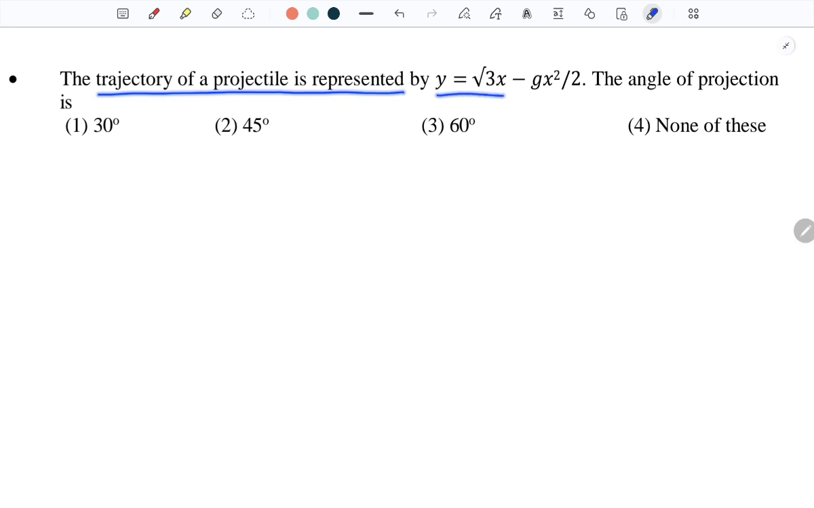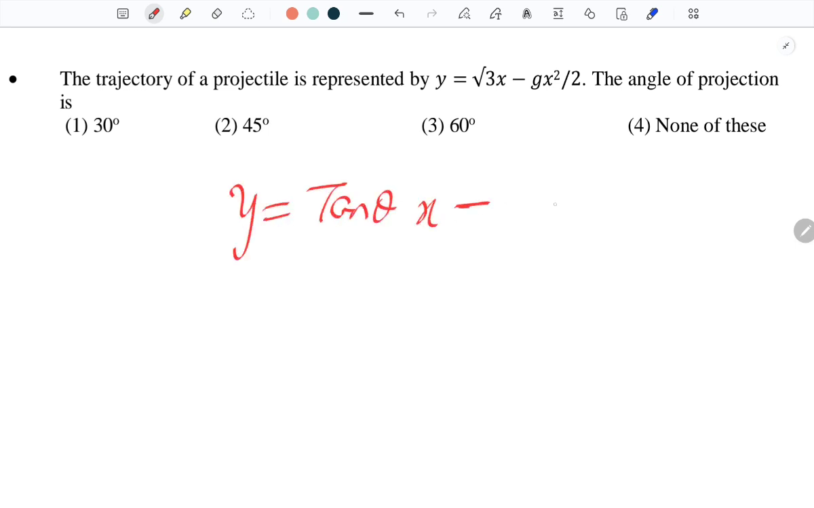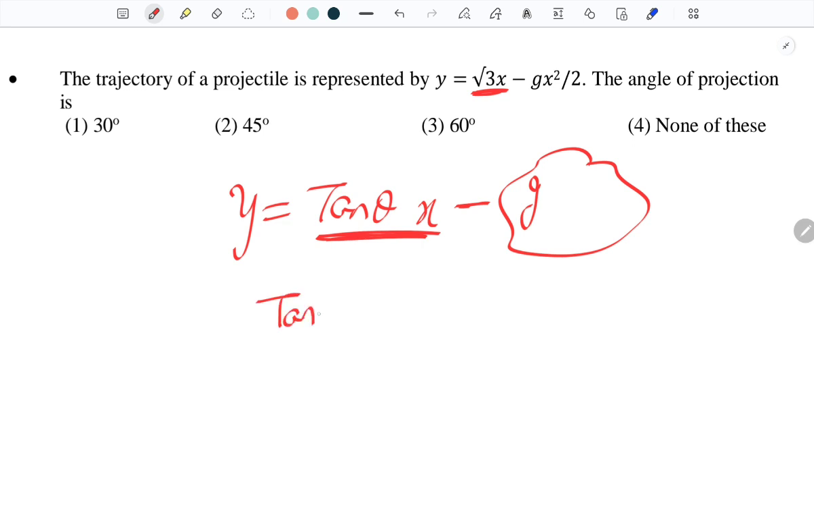Trajectory of a projectile is represented by y is equal to √3x minus gx square by 2. The angle of projection is, a simple question. y is equal to tan theta x minus g with the remaining term, so we can solve it right here. tan theta is replaced by √3, so tan theta is equal to √3. So theta you will directly get as 60, since tan 60 is √3. Therefore 60 is the answer to this question.